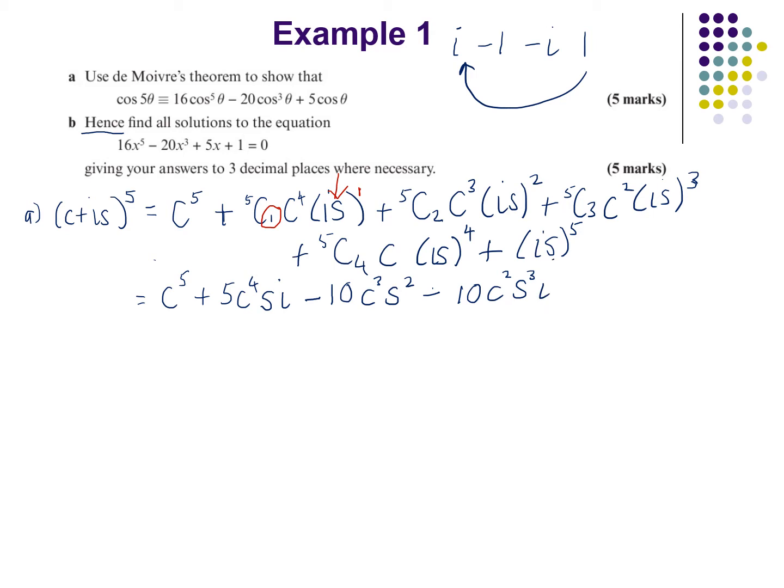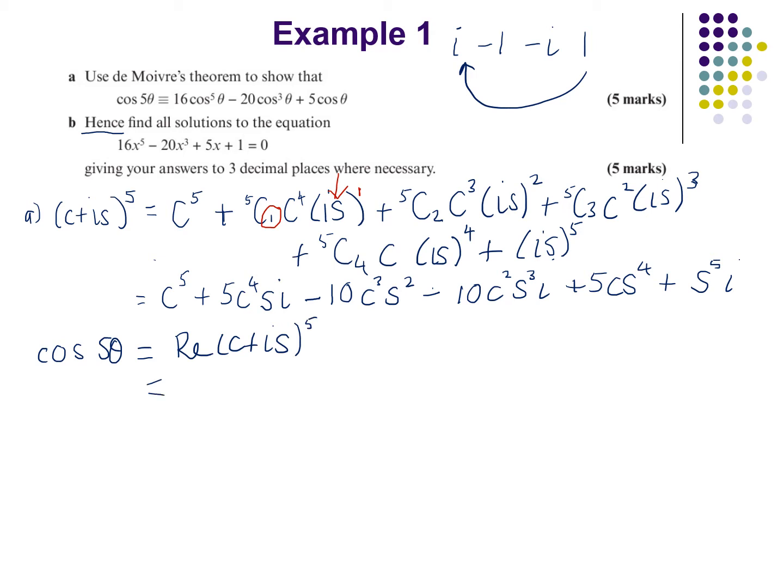Okay, 5 choose 4 is 5, i to the power 4 is 1, so I get plus 5cs to the 4. Okay, and then my last term, I get s to the 5 and i to the power 5 is i. So I'm interested in the cos bit. So cos 5 theta is going to be the real part of my c plus is to the 5.